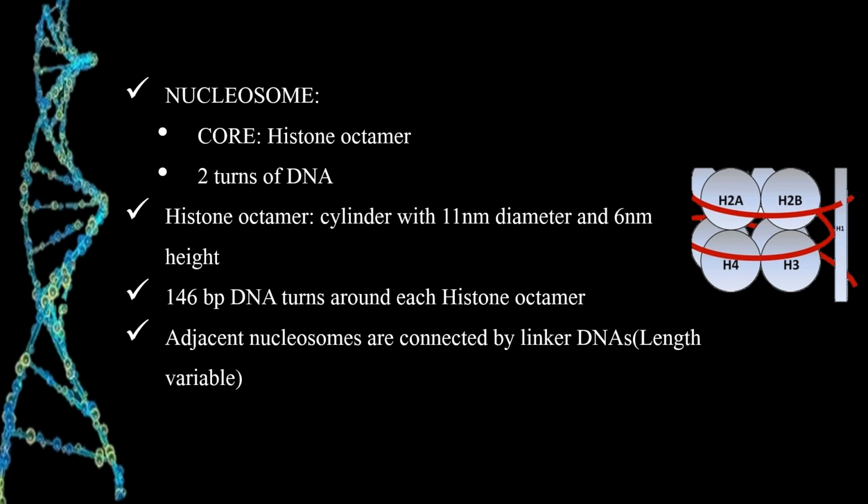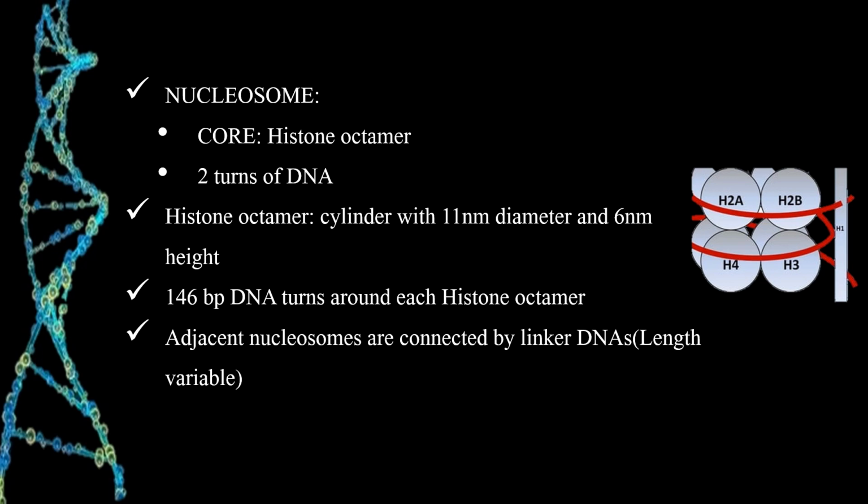The histone octamer can be considered as a flattened disc or a cylinder with a diameter of 11 nanometers and a height of 6 nanometers. Usually the DNA takes 2 rounds around the histone octamer, and the length of the core DNA is invariable in all species and all cells. The role of histone H1 is to stabilize the 2 turns the DNA takes around the histone octamer.